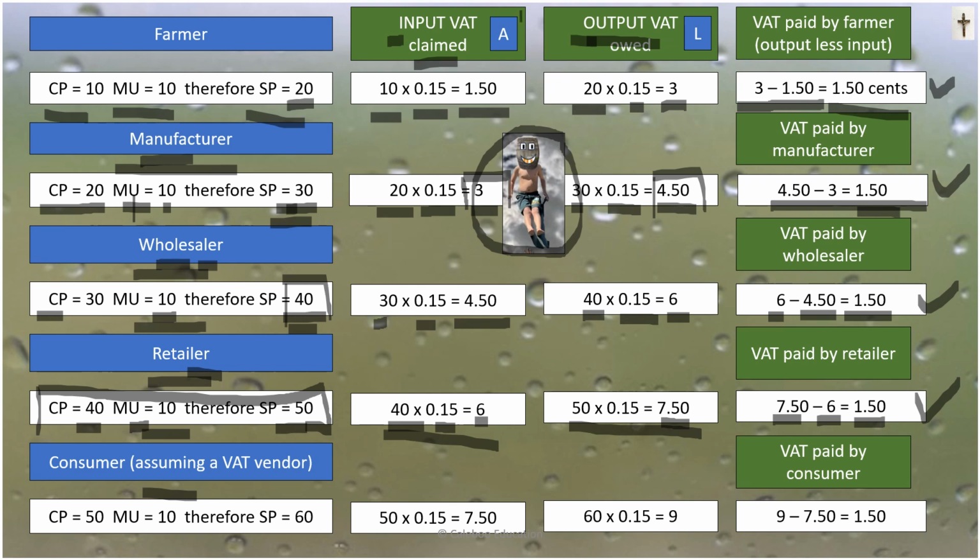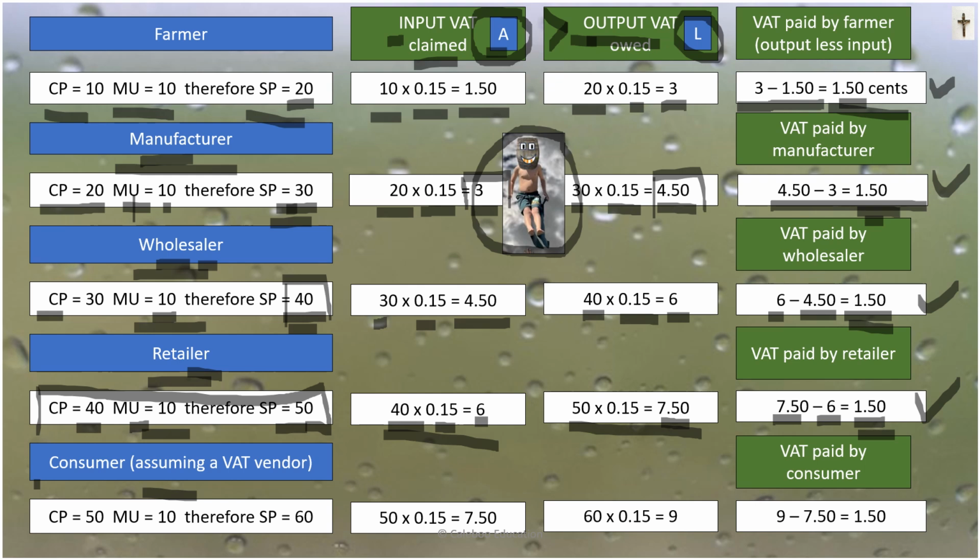Just remember, input VAT is an asset, output VAT is a liability. If input VAT is greater than output VAT, we can get a tax return, a tax refund, right? Because we can claim more than what we owe. But I'm just looking here in all these different cases, output VAT exceeds input VAT. It's greater than input VAT.